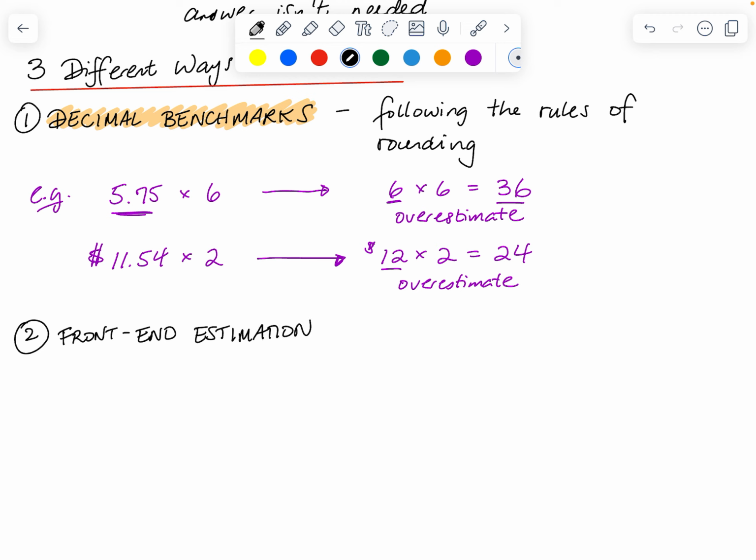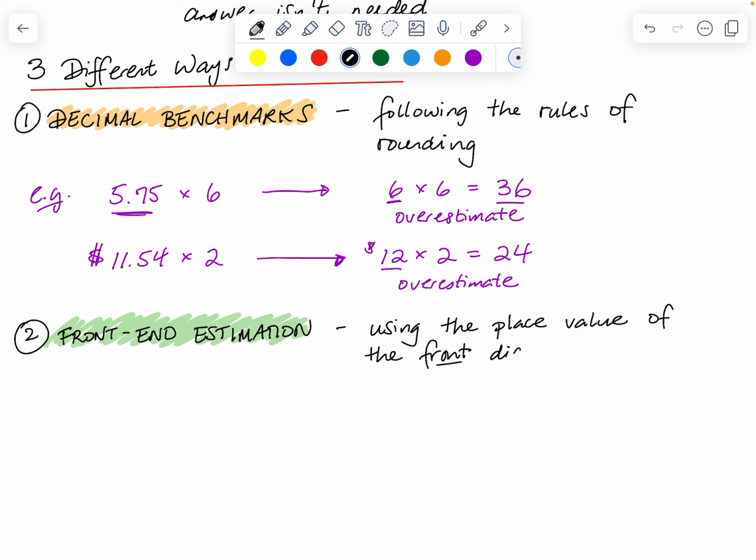Okay, so this is, again, front-end estimation. I will highlight this. Now, front-end estimation definition is that you are using the place value of the front digits of a number. Okay, so again, front-end estimation means you're using the place value of the front digits of the numbers.